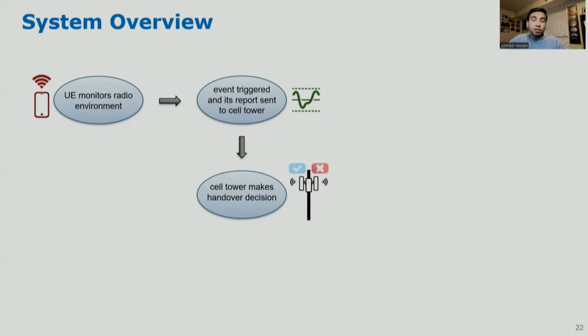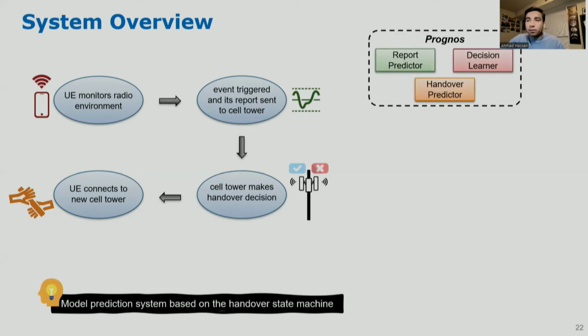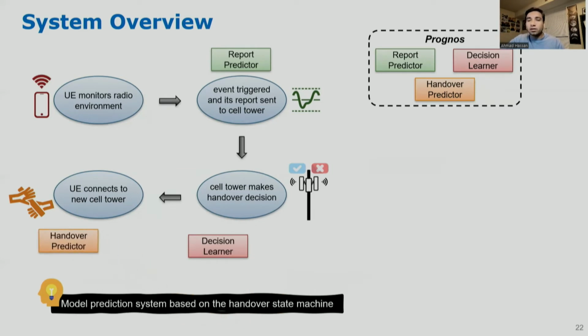So if the radio network decides to do a handover, the handover command is sent to the mobile device, which moves the mobile device from one tower to another. So we model our handover prediction system according to this handover state machine. Our system Prognos has three main components. First, the report predictor monitors the radio environment and tries to predict measurement reports. Then the decision learner learns the black box decision logic in an online fashion. And finally, the handover predictor combines results from the report predictor and decision learner to predict the handover.